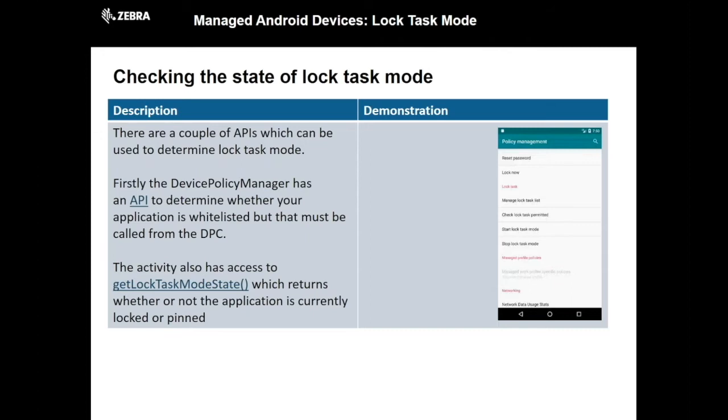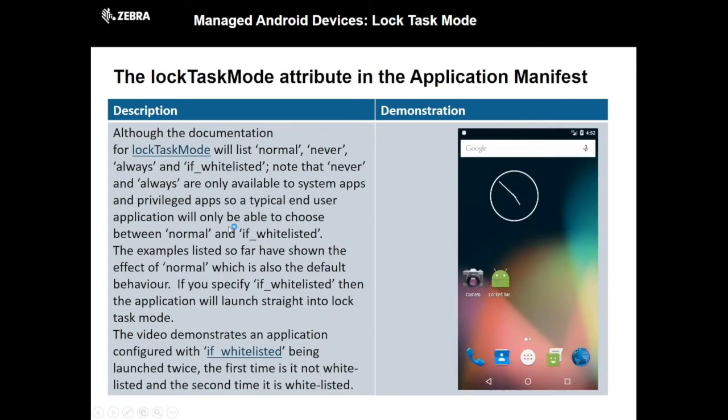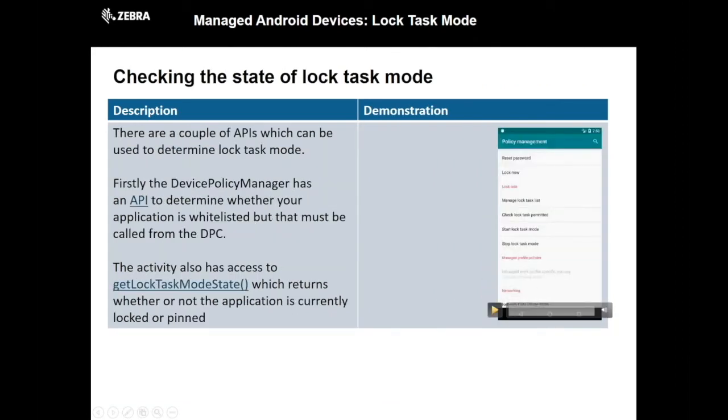From your app, you're able to determine whether or not the device is in lock task mode by calling get lock task mode state, which is part of the activity manager class, as I can see by hovering over the hyperlink there. Oh no, spoilers. Okay, so let's just demonstrate that very briefly.